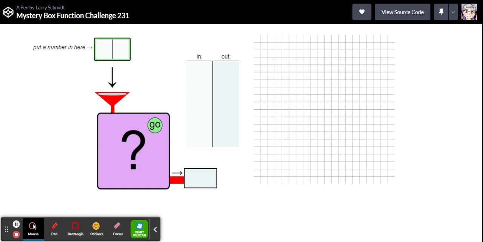Okay, let's start with a 0. Alright, 0 gives us 7. How about a 1? 1 gives us, that looks like a non-repeating decimal. So square root trig maybe. How about a 2?